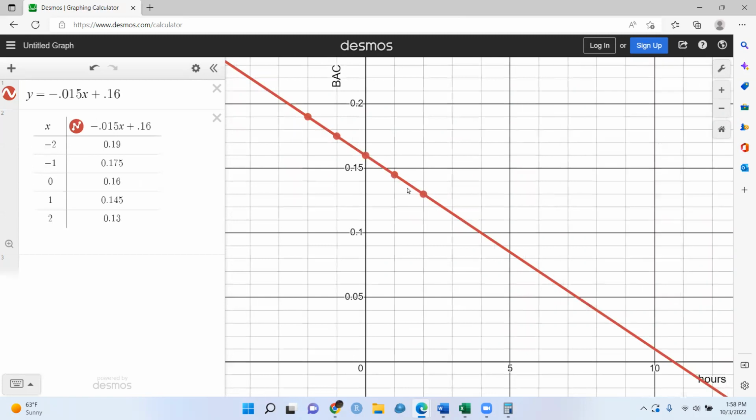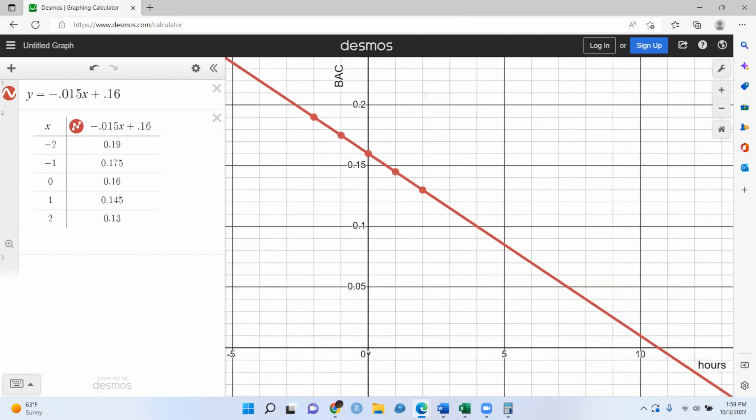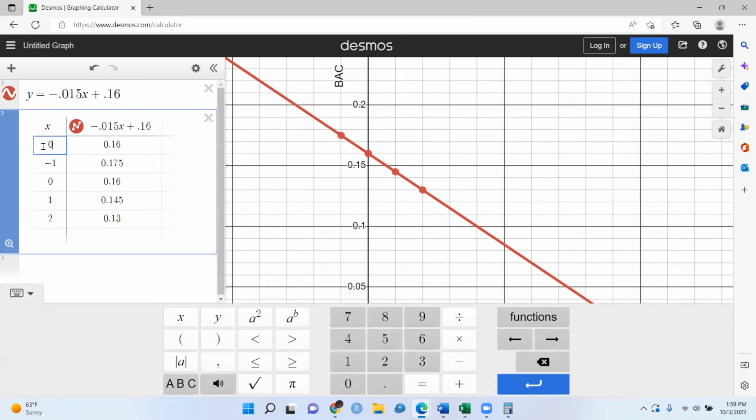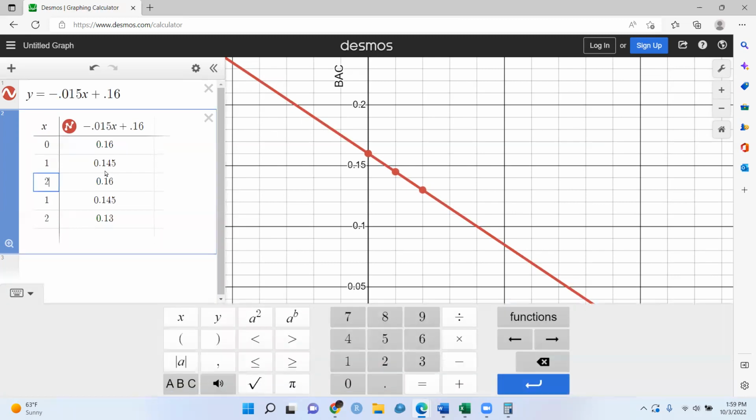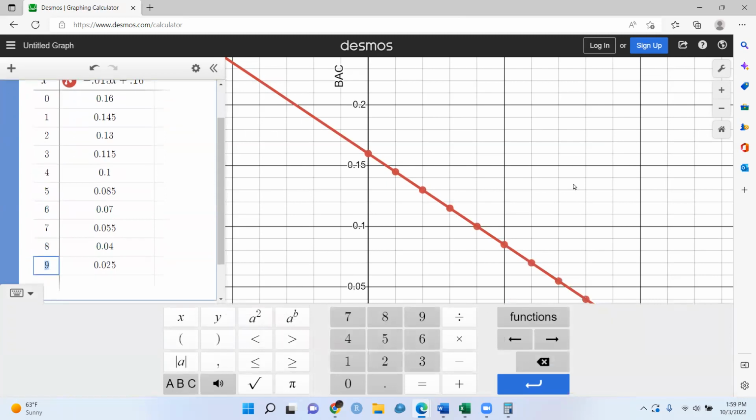And we don't care about values before 0. We don't care about negative values. That's when he's still drinking. They don't really make sense. So really, we just want 0, 1, 2, 3, 4, 5, 6, 7, 8, 9, 10, whatever.